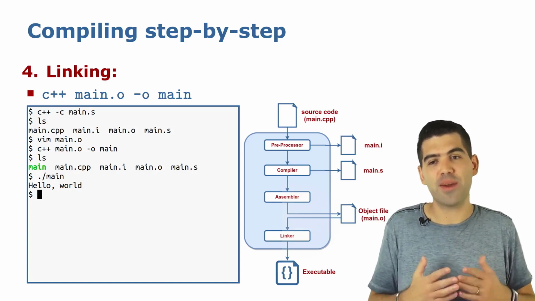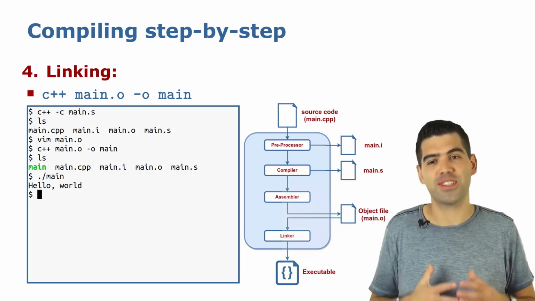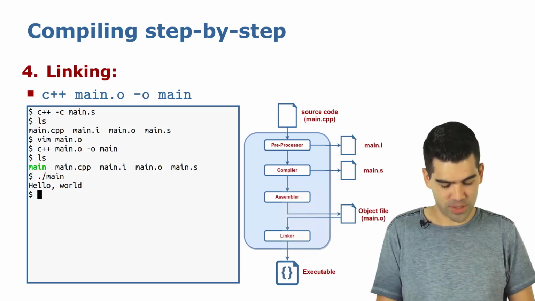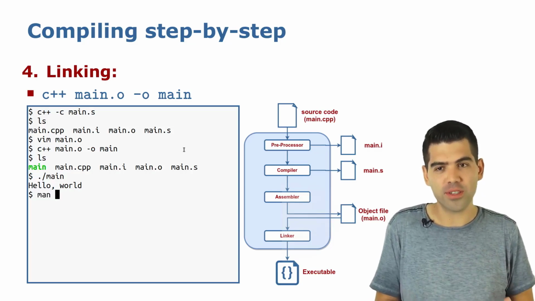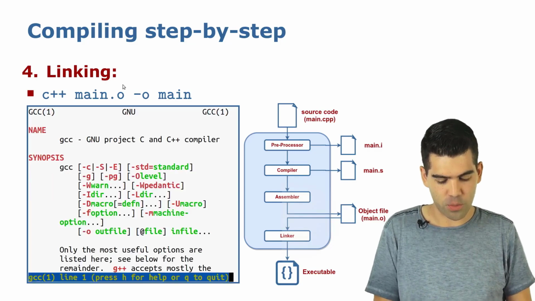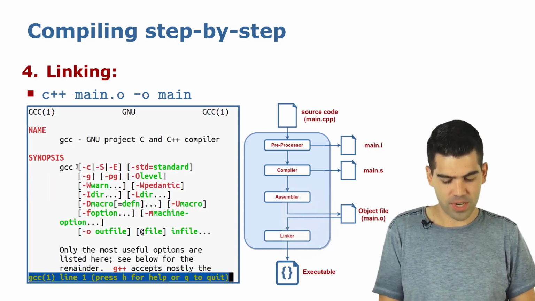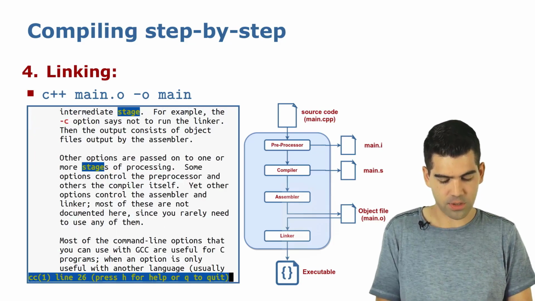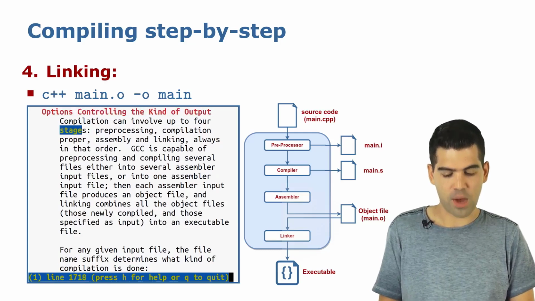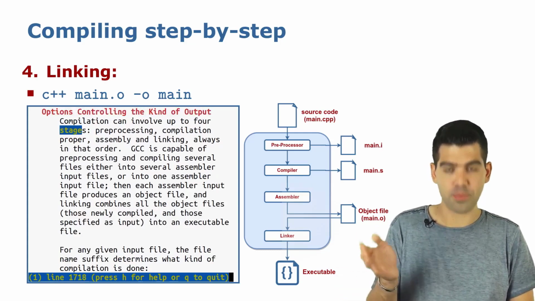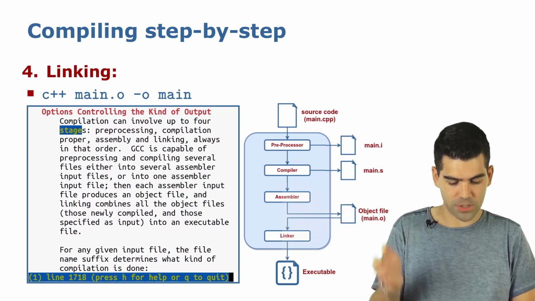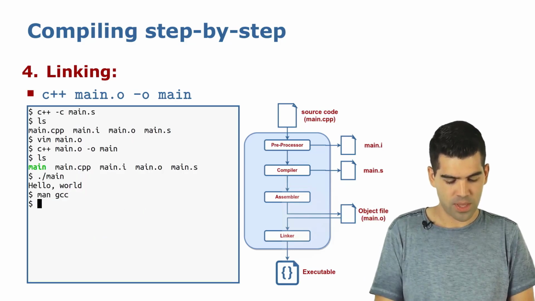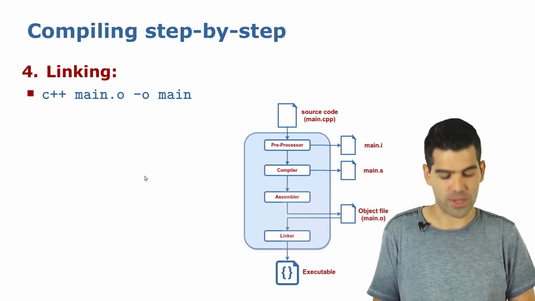Do you want to do this every time you build a program? Not really. This is just an example to show you what's going on behind the scenes. And if you want to know how I got to know all these 4 steps, you just do man gcc. And if you check here, these are the steps. And then there is also a really nice description on how this works. Compilation can involve up to 4 stages: preprocessing, compilation, assembly, and linking. And here you have the description on how to use these 4 commands.